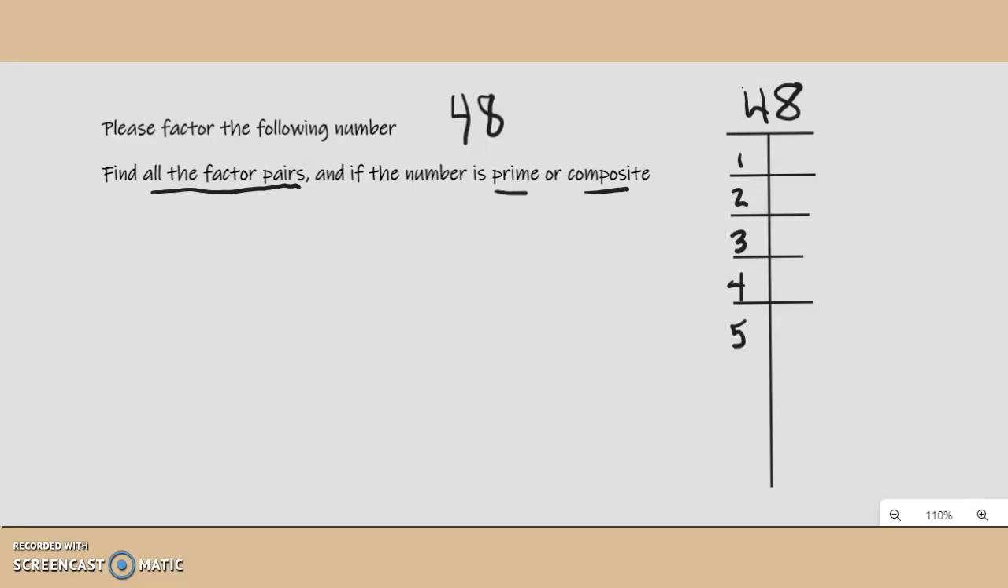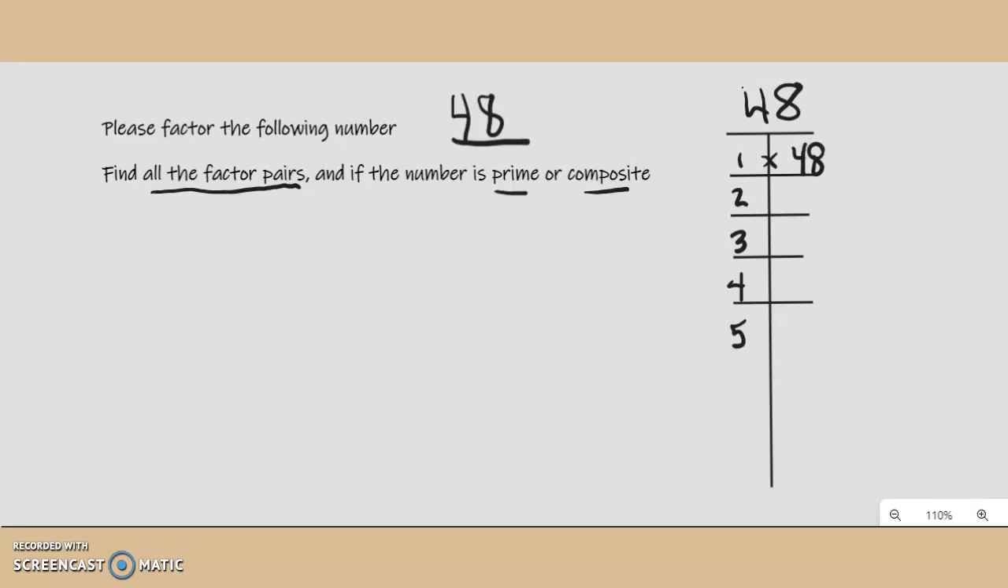Okay? And you're going to decide what the factors are. Factors are numbers that are multiplied together to give you a product. Right now, the product is 48. And you need to find all the factor pairs that equal 48. So 1 times what equals 48? Well, 48, you know that. Now move on to 2. 2 times what equals 48?